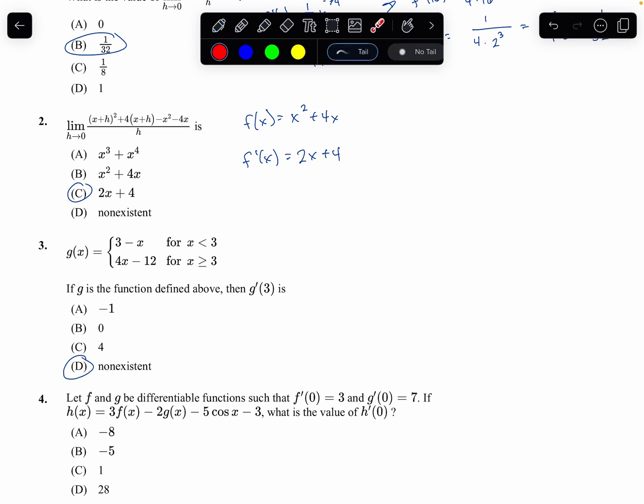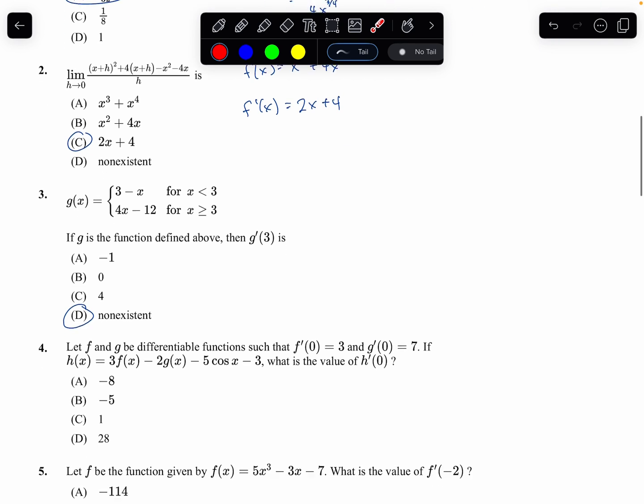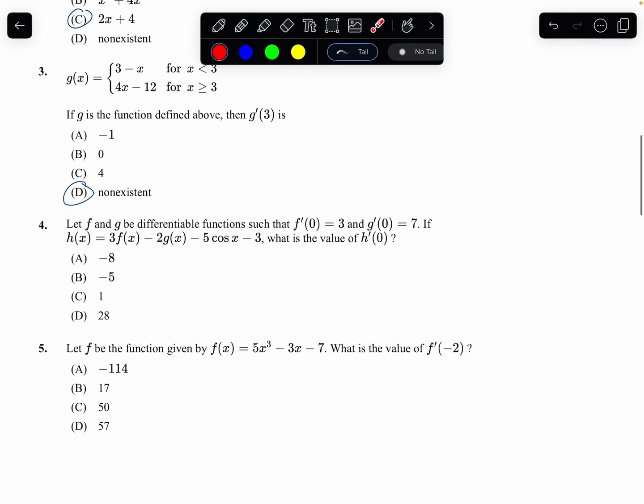It's going to be continuous at this point, because if I plug in 3, I get 0 here. If I plug in 3, we're going to get 0. So yes, it's continuous, but the slopes are going to be different at that point. Okay, for 4, let f and g be differentiable functions such that f prime of 0.